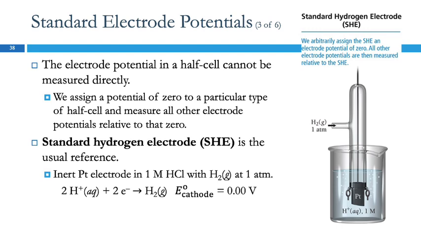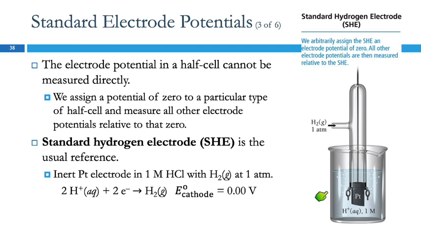As with several other quantities that we've encountered in Chem 1A and Chem 1B, the electrode potential in a half cell cannot be measured directly. So we've assigned 0 to a particular type of half cell, and we measure everything else relative to that. Again, it's like altitude, we measure relative to sea level. So what we're measuring relative to is the standard hydrogen electrode.